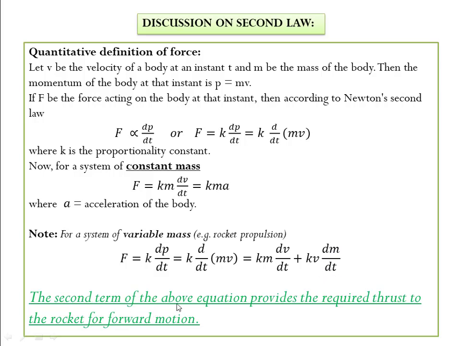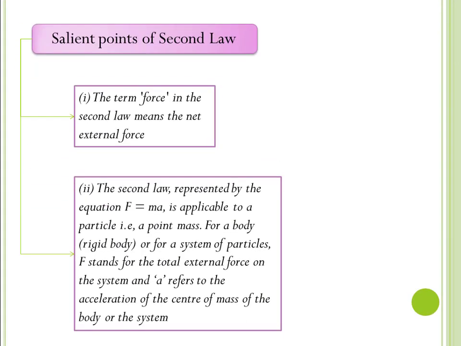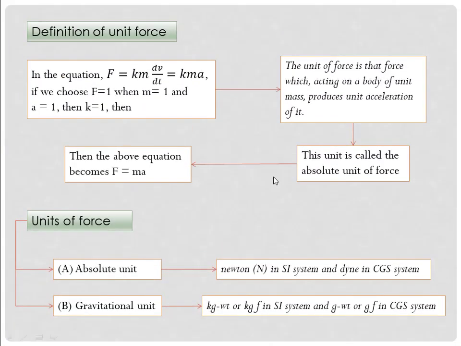It is the second term of the above equation which actually provides the required thrust to the rocket for forward motion. Now, here is the definition of the unit of force from that given equation, F = Kma. If we choose F1, m1 and a1, then K becomes 1. And then this is the definition of the unit of force. And this unit is called the absolute unit. Finally, we arrive at a very famous equation in the history of science, that is F = ma.